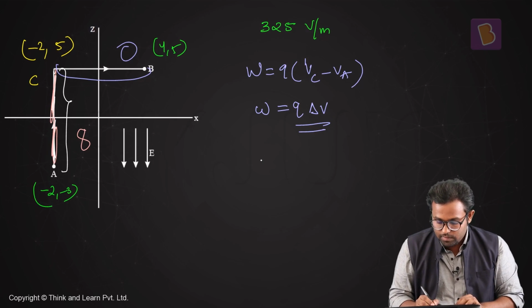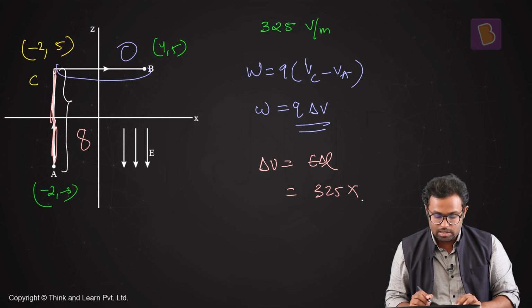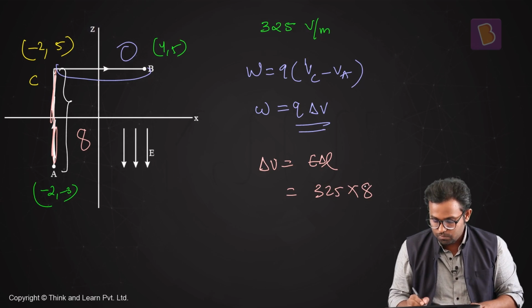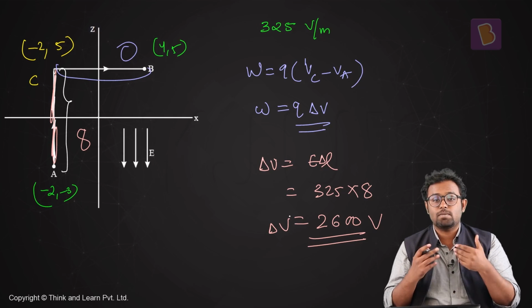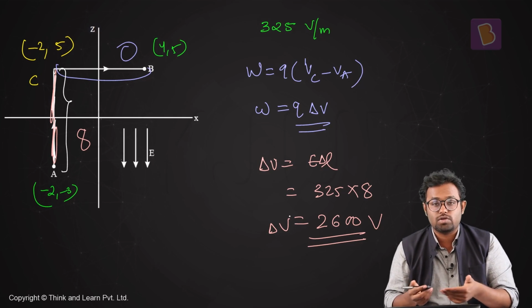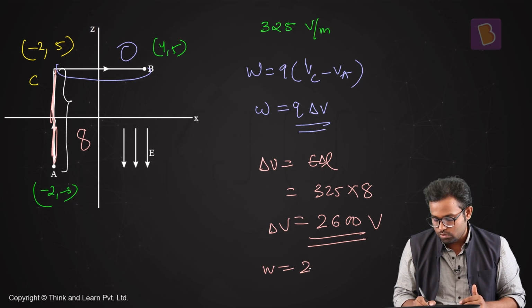I know that delta V is equal to E times L, or E times delta L, right? So E is 325 times delta L is 8. So that becomes 2600 volts. That is the change in the potential, and when you multiply it with charge, which is a unit positive charge, so the charge value is 1 coulomb, the work done you get equal to 2600 joules.